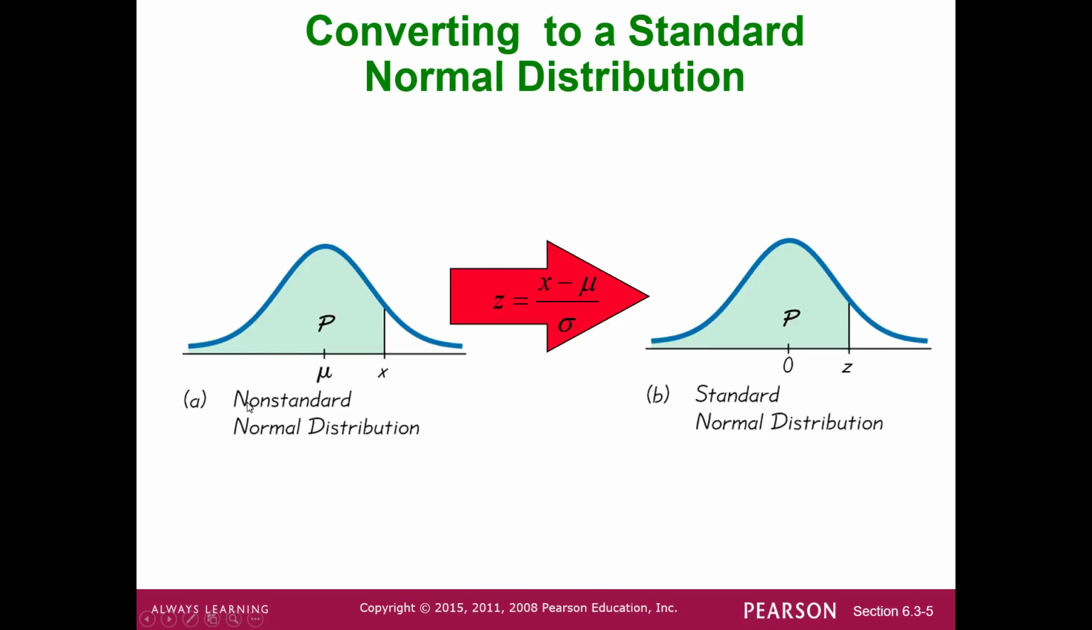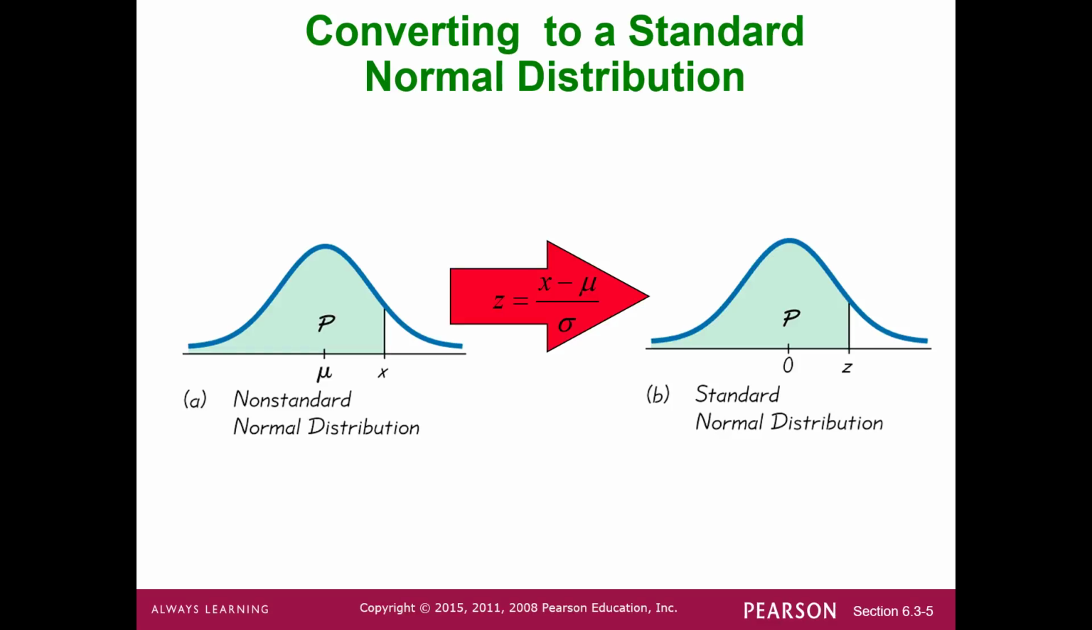We may be given in this section a non-standard normal distribution, meaning it has some mean. The mean could be 100 if we're talking about IQ scores or anything. And the x value could be, say, 122. It could be some random number. What we can do is take that same normal distribution, because it has the same shape, it's still symmetrical, and convert those values into the standard normal distribution where the mean is 0 and z is the z-score, which is basically how many deviations away this number is from the mean.